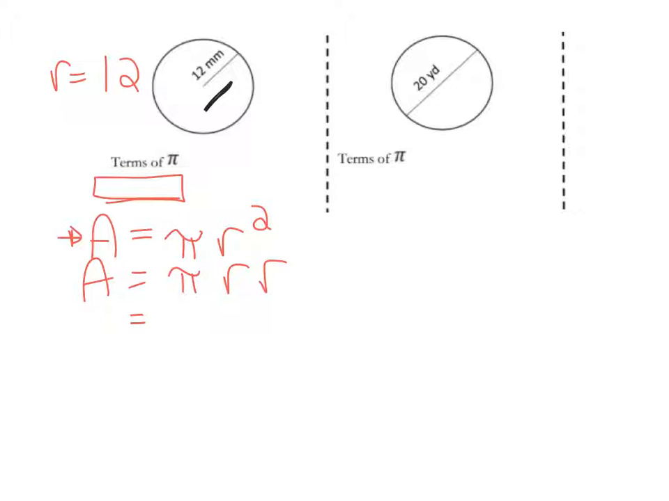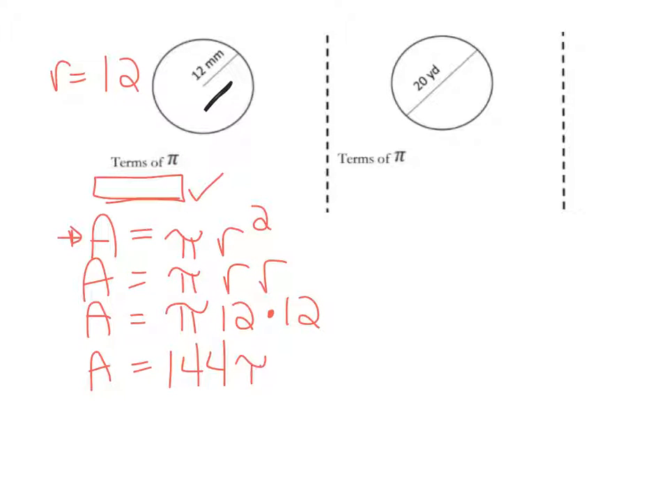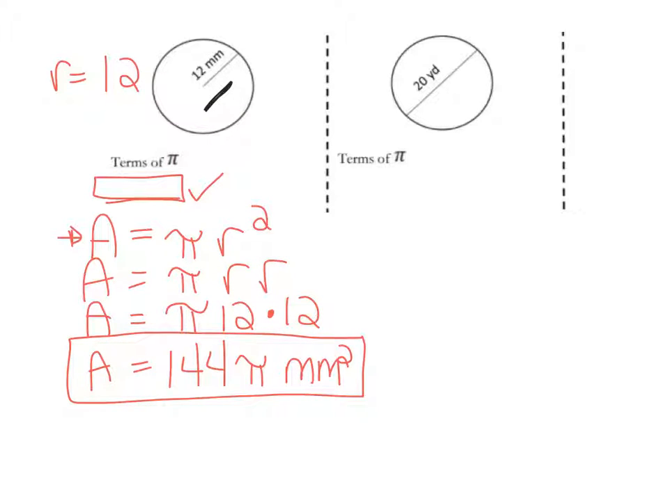Okay. So we don't know what area is. Because it says terms of pi, I'm not changing pi at all, but I am going to change radius to 12 and then another 12. So what's 12 times 12? 144. So that means area is going to be 144 pi millimeters squared. And that's my answer. Let's look at the second example.